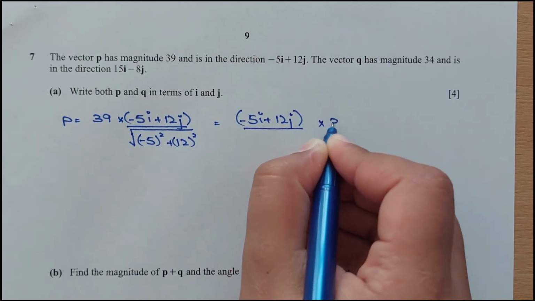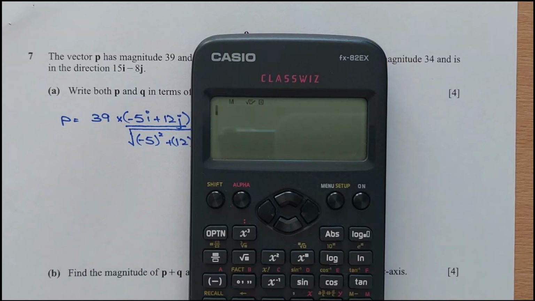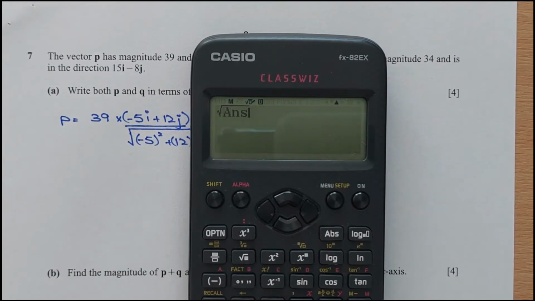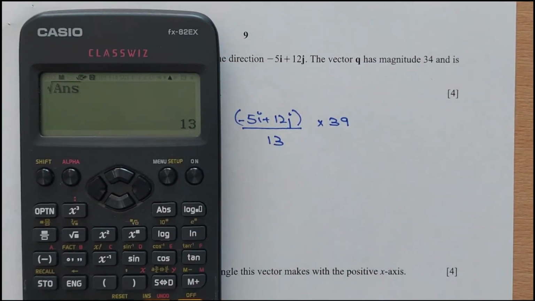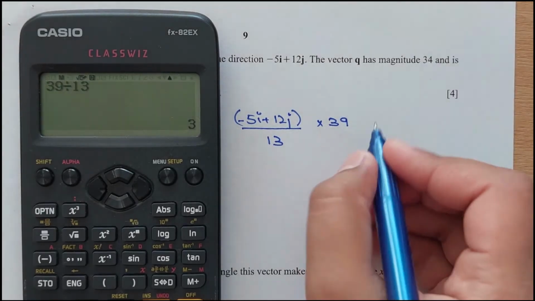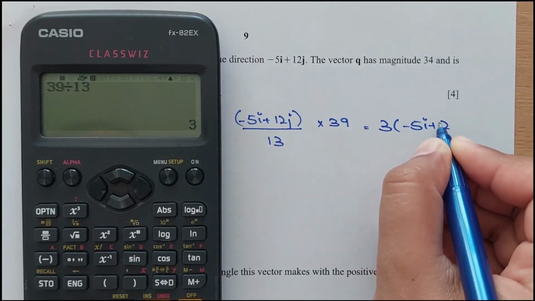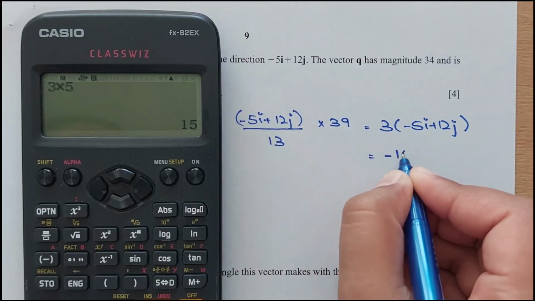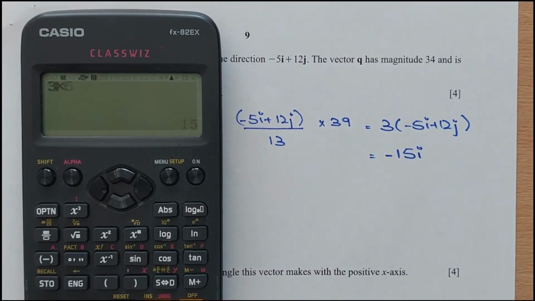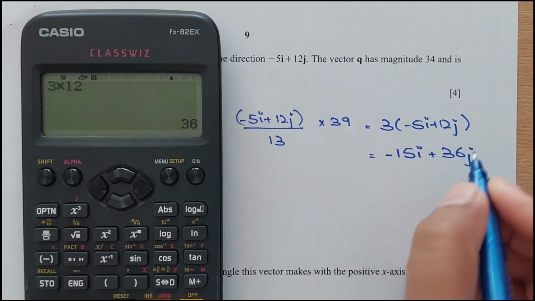Right, so here we have minus 5i plus 12j, and we multiply by 39. Okay, so 5 squared is 25, 12 squared is 144, plus 25, and the square root of this is 13. So dividing by 13, what is 39 divided by 13? This is equal to 3. So 3 is multiplying with minus 5i plus 12j. So 3 times 5 is 15. So the vector p is minus 15i, and 3 times 12 is 36, plus 36j. This is the vector p.